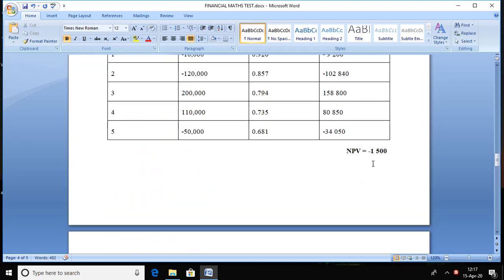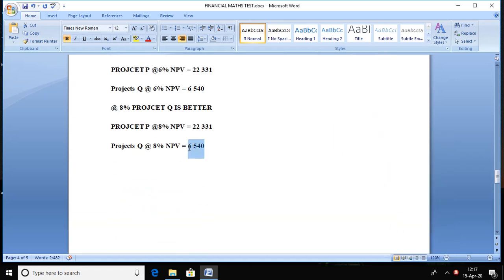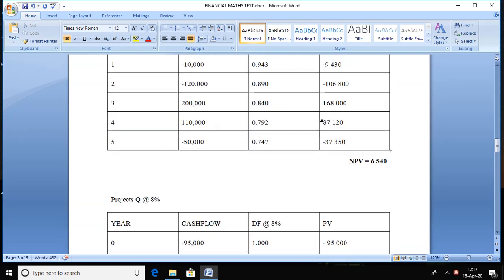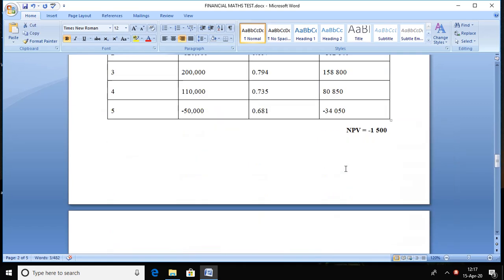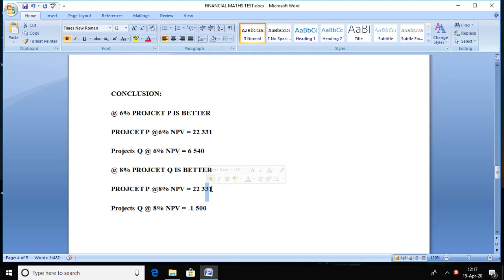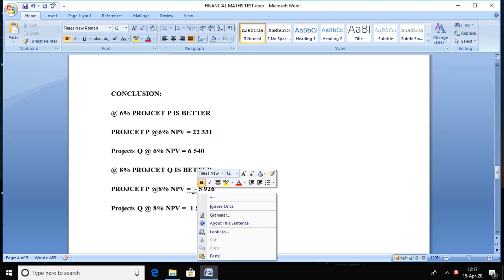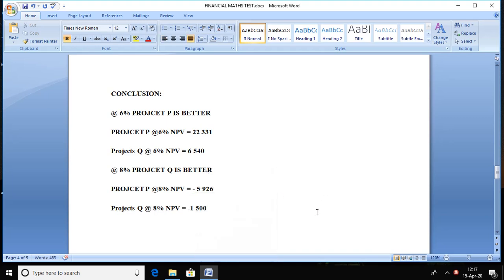Let's bring in these losses. So project Q loss is that. That's the project Q loss at 8%. What's the project P's loss at 8%? We calculated it was that at 8%. That was the project P's loss at 8%. So you conclude in this case Q will be much better. The loss there is much lower than the loss for project P. So that's all you needed to do.